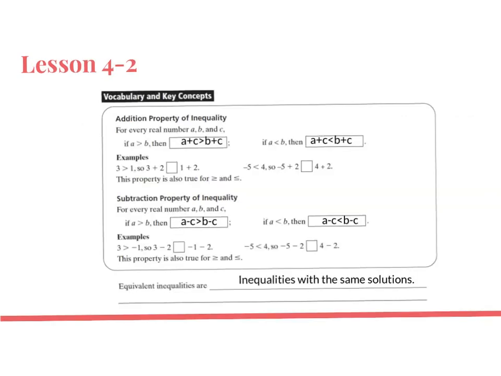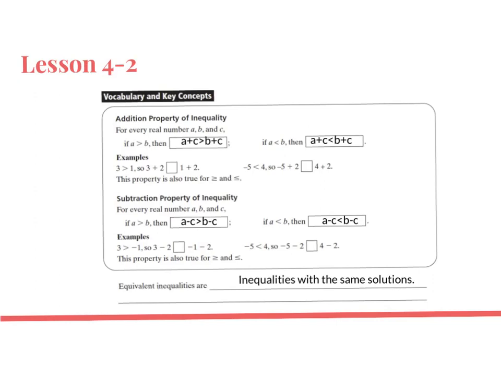So some key concepts here. The addition property of inequality tells us that if you have A is greater than B and you add the same value to both sides of the inequality, you still have a true statement. And the same if it were greater than or less than, or greater than or equal to, or less than or equal to. If you have A is greater than B, and you take away 10 from both sides, you're still going to have that same inequality hold true.